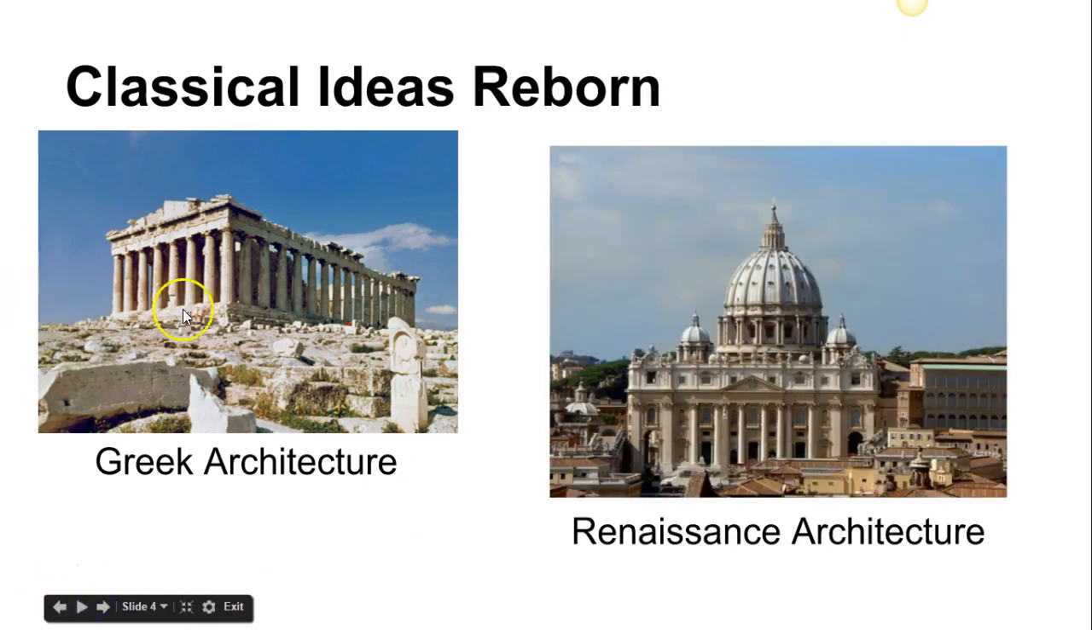Just to give you a little bit of comparison with the Greek architecture, here's Renaissance architecture. You see those columns again, similar to the Greeks. You also see these domes. If you remember from our Roman Empire unit, the Romans created this dome. And here we see the dome. So we have a combination of Greek and Roman architecture in this building that is Renaissance era or Renaissance style.